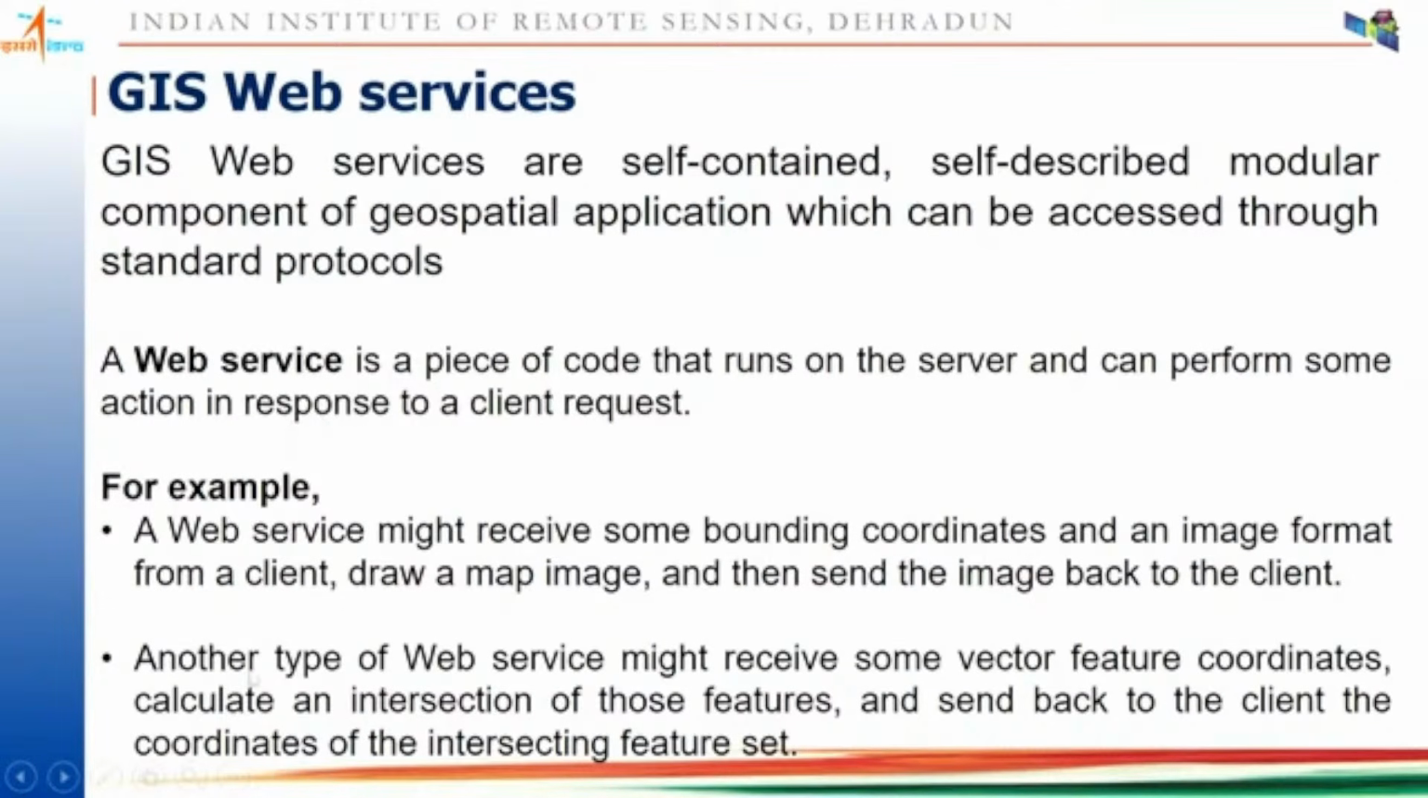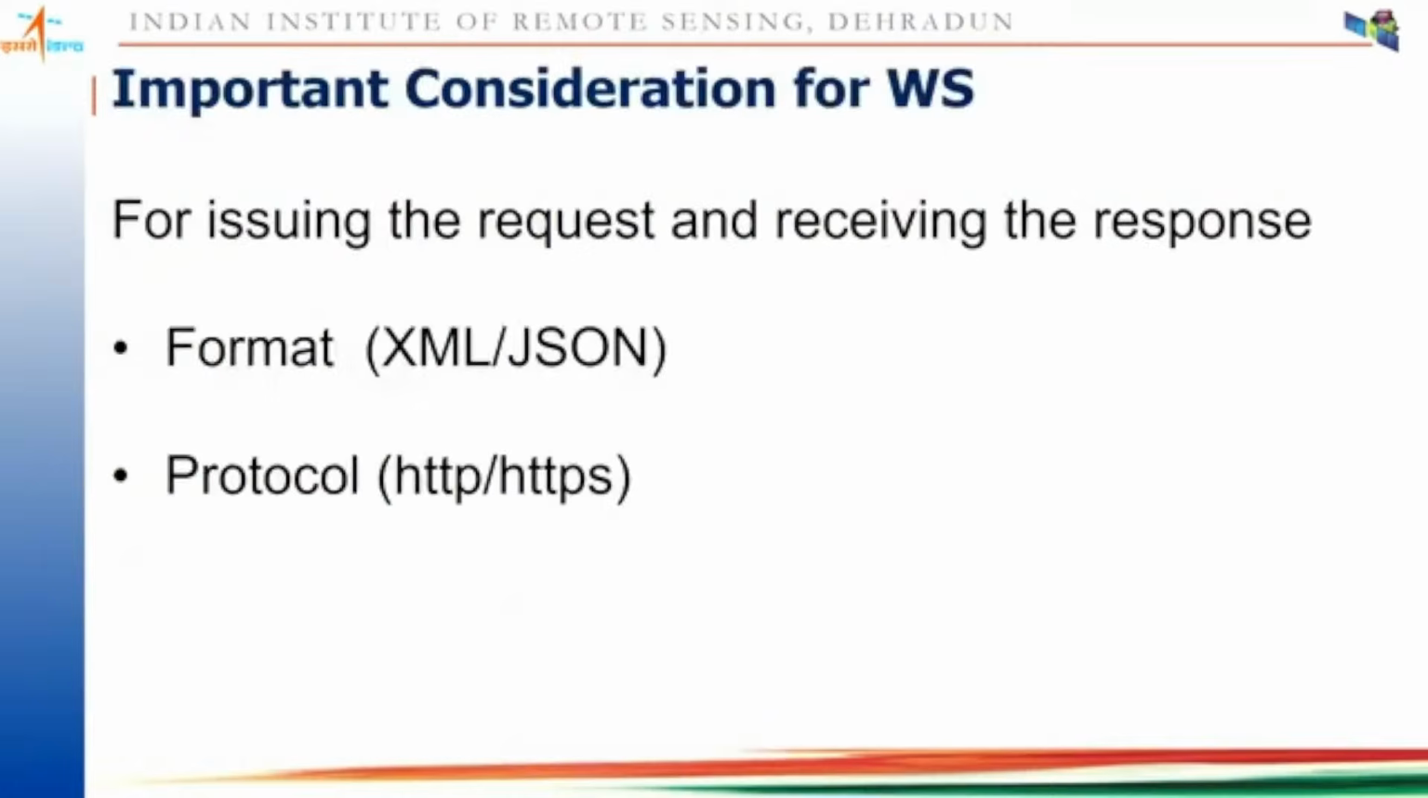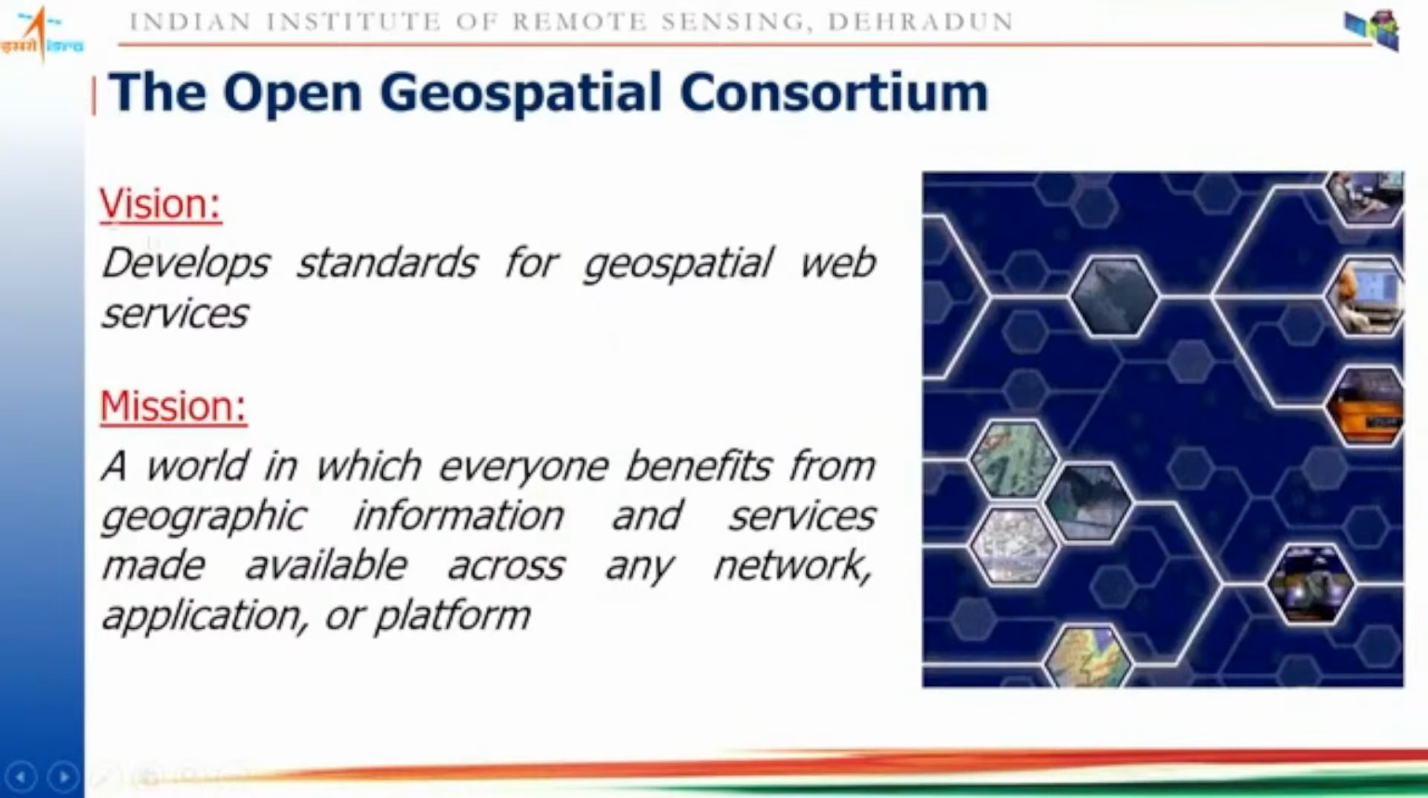For example, we have seen one example when we drew one polygon on a land use map, and it was able to extract the land use statistics for me. So that is one example there. Some of the important considerations for web services: for issuing the request and receiving the response, we have formats like XML or JSON. Protocols are HTTPS, or the now deprecated HTTP. So mostly people are using HTTPS, and there is one global consortium called OGC, the Open Geospatial Consortium, which is basically developing all the standards for GIS.